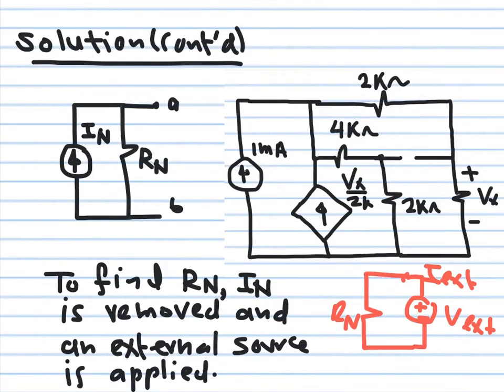So this slide summarizes what I want to do. I'm going to get rid of this independent current source. If I get rid of this independent current source and make it open circuit, then I got rid of the Norton current. Then between here and here, I'm going to see only the Norton resistance. So I'm going to connect an external source between these two terminals, V external, and I'm going to calculate the ratio V external to I external.